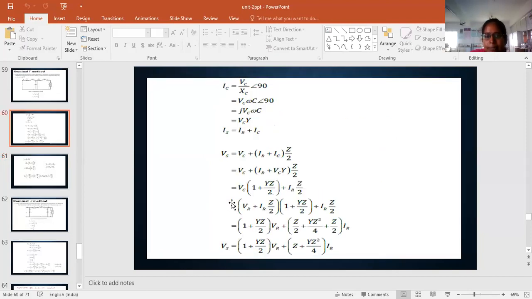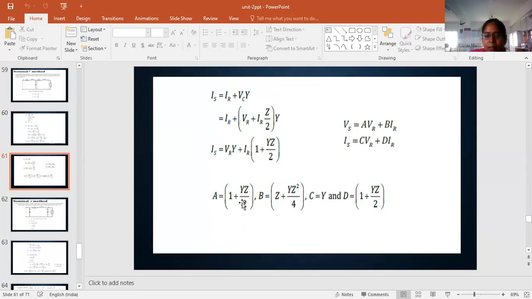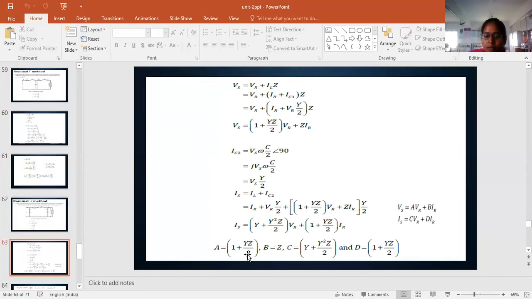For the nominal T method, A and D values are 1 plus yz by 2, and for the nominal pi method also, those values are 1 plus yz by 2. Same values. In the ABCD parameter values, A always equals 1 plus yz by 2, and D always equals 1 plus yz by 2. Okay, so we can easily identify the formulas: A and D, 1 plus yz by 2, for the nominal T method and the nominal pi method also.